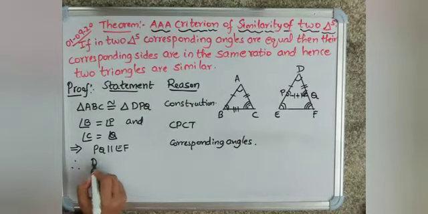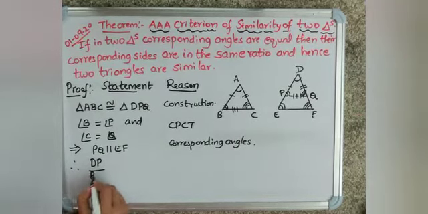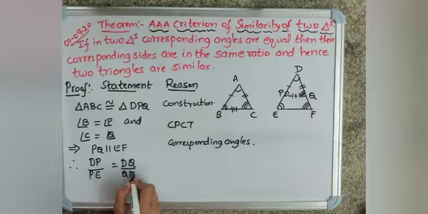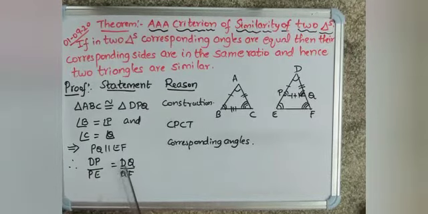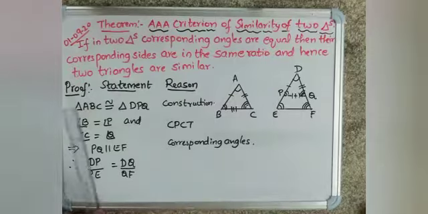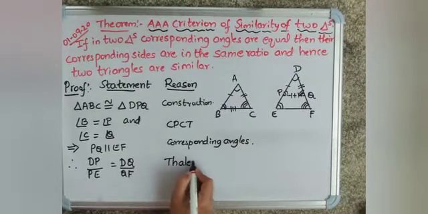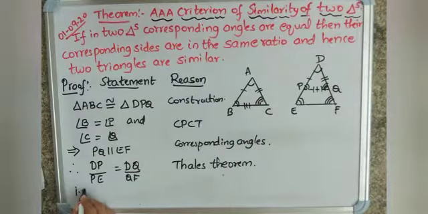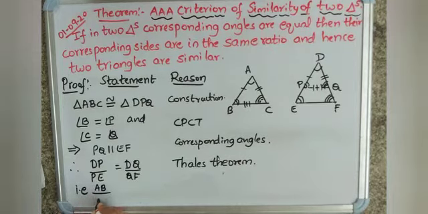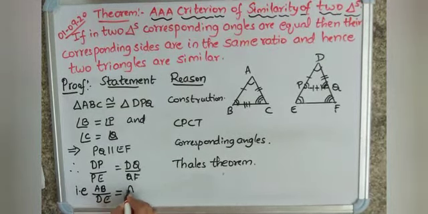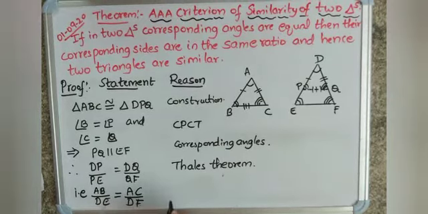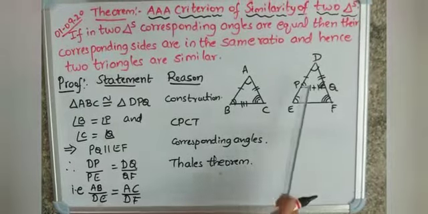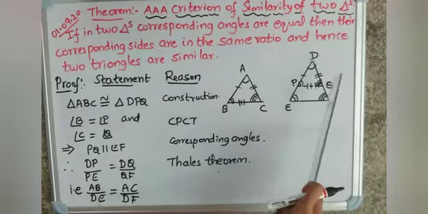Now what do we get through this? Therefore, DP upon PE is equal to DQ upon QF. Do you remember why it is so? This is because of Thales theorem. So the reason is Thales theorem. Do you remember, children? Thales theorem. That is AB upon DE is equal to AC upon DF. These are the similarity criteria, right? AB by DE is equal to AC by DF.